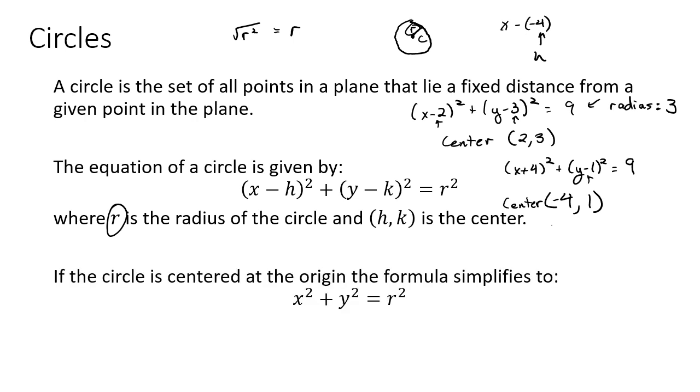Now, this actually simplifies quite nicely if you happen to have a circle centered at the origin, because then h would be 0 and k would be 0, right? The center of the circle is at the origin (0, 0). And so this (x minus 0) quantity squared just simplifies to x squared. The (y minus 0) quantity squared would just simplify to y squared, and the thing on the right would still be the same. So if the circle is centered at the origin, it's just x squared plus y squared is equal to the radius squared.